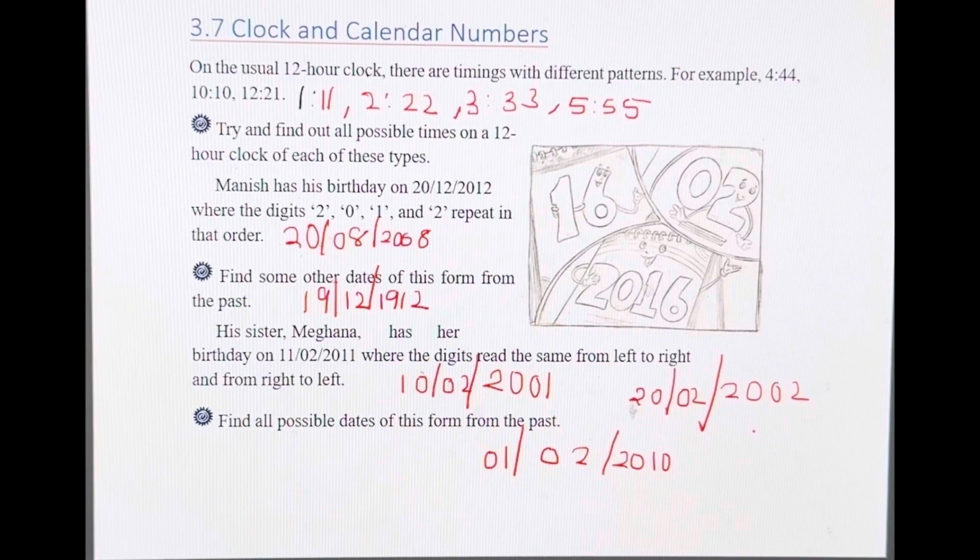So you should understand the difference between Manish's birthday and Meghna's birthday. They both are different. Here also there is a pattern. 2008, 2008. The four digits are repeated. But here you can read it from right to left and left to right. Both will be the same, which are palindromic dates.